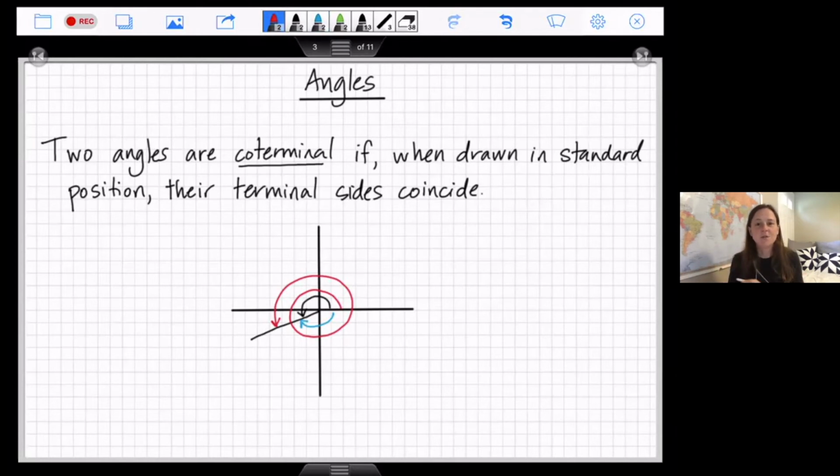All right, so you could do as many full circles in either direction that you wanted to and then stop at this terminal side. So any angle actually has an infinite number of angles that are coterminal with it. Usually we just want to find 1 or 2.